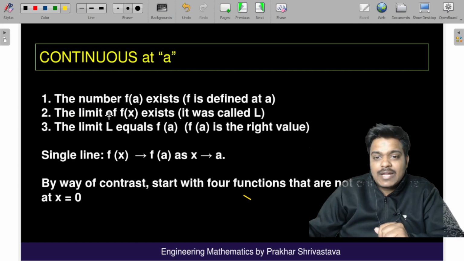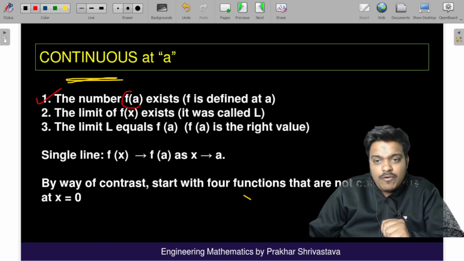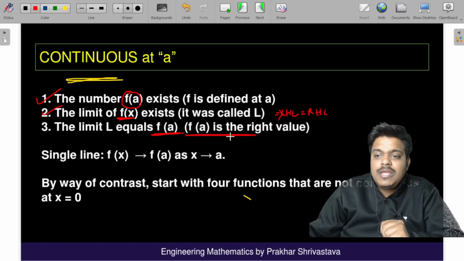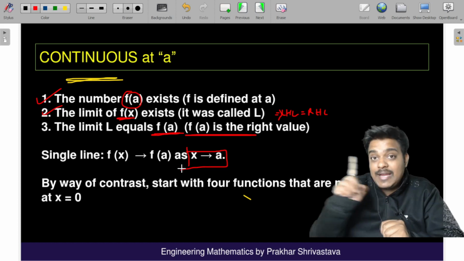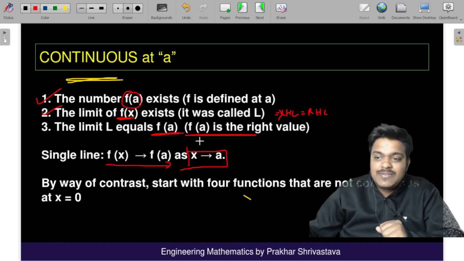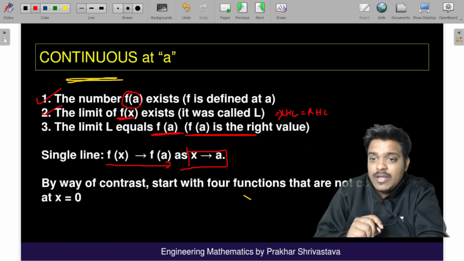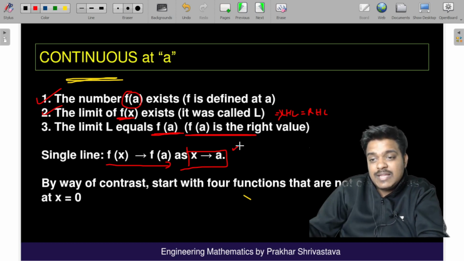So if a function needs to be continuous at any point, it has to qualify three conditions. First, the number f of a should exist. Second, the limit of f of x exists, that is, the left hand limit should be equal to the right hand limit. And finally, f of a should be equal to the left hand limit and the right hand limit. As soon as x is trying to become a, the value of the function will become f of a. Is it clear? So if the three points are equal, we will say that the function is continuous.